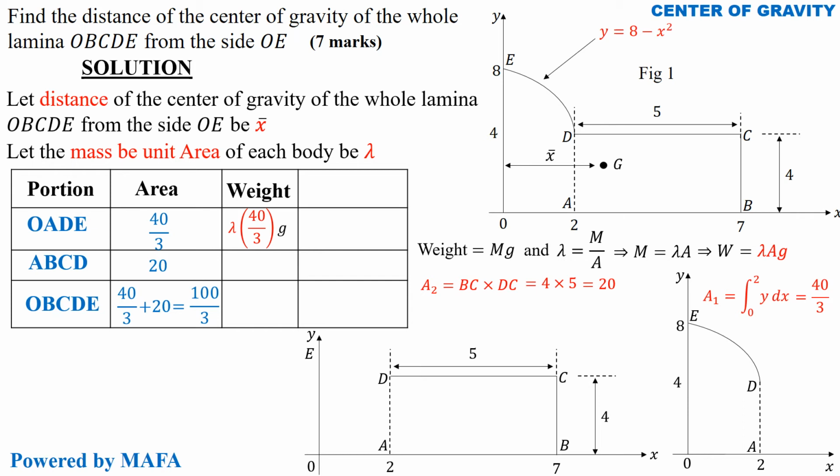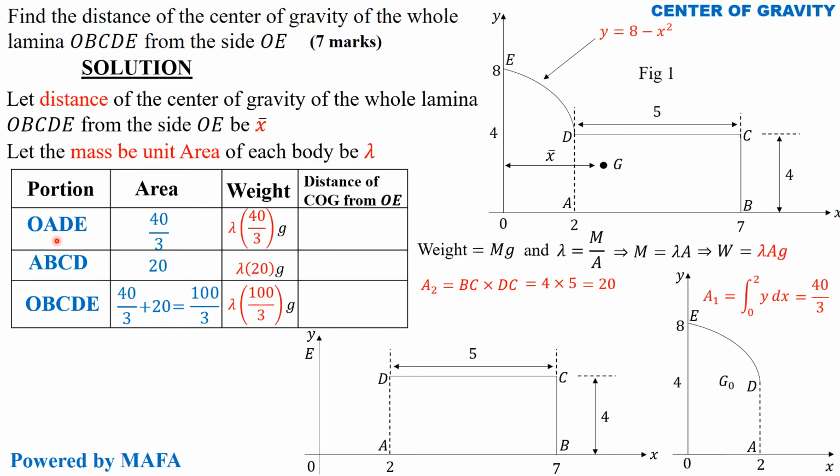The weight of the first portion will simply be lambda times the area, then times g. Here you have lambda, here is the area, and we have acceleration due to gravity. The next, you have lambda times the area, which is 20, times g, and lastly we have lambda times its own area times g. So we are done with the weight. The next now is the distance of the center of gravity of these individual portions from the side OE, since that is our side of interest.